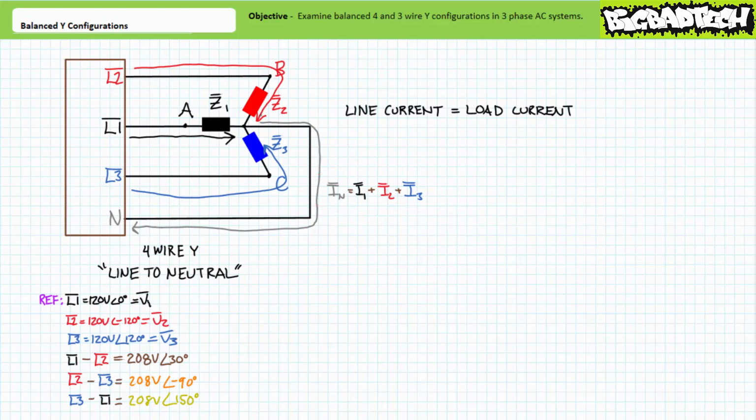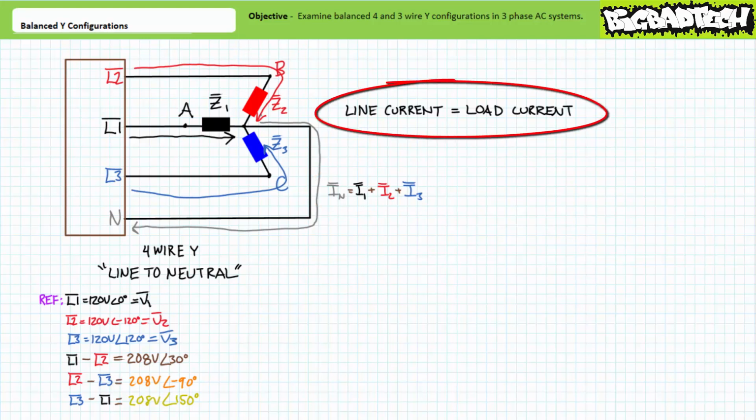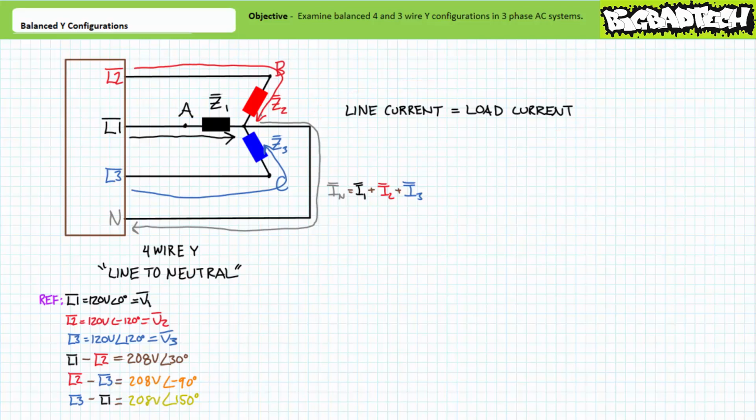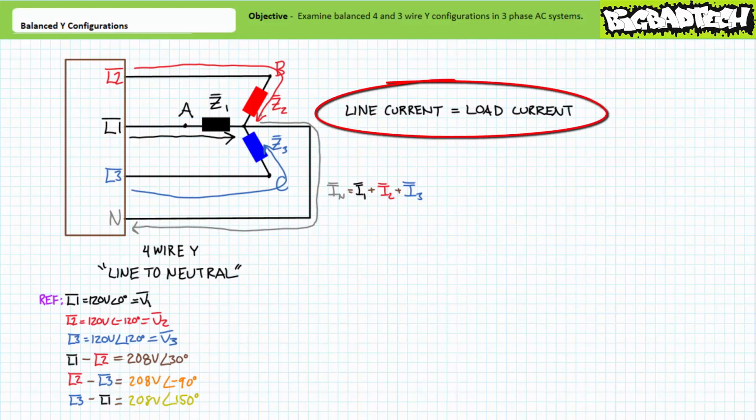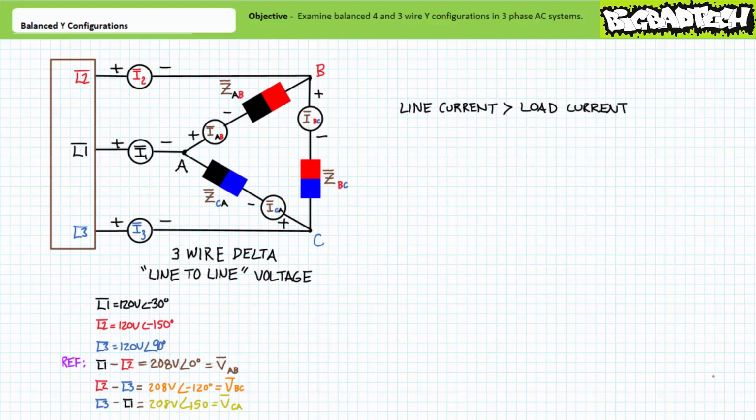The important takeaway being that line current equals load current for a 4-wire Y configuration. 3 ammeters placed in series on the 3 lines could easily measure both current in that particular line and current in that particular branch impedance because they are one and the same. Again, line current equals load current for Y-configured impedances. If only current flow through delta configurations could be so easy.